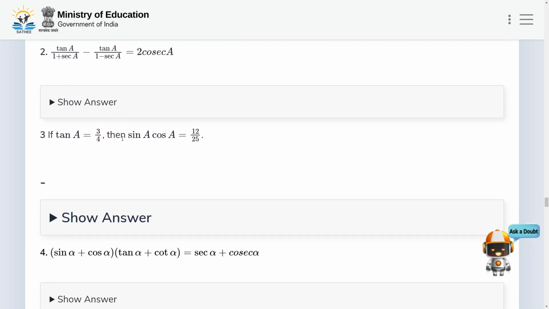So in next problem, in left hand side we have tan a by 1 plus sec a minus tan a by 1 minus sec a, and in right hand side we have 2 cosec a. Okay, so to prove that tan a by 1 plus sec a minus tan a by 1 minus sec a is equal to 2 times cosec a. Okay, so let us prove this problem.